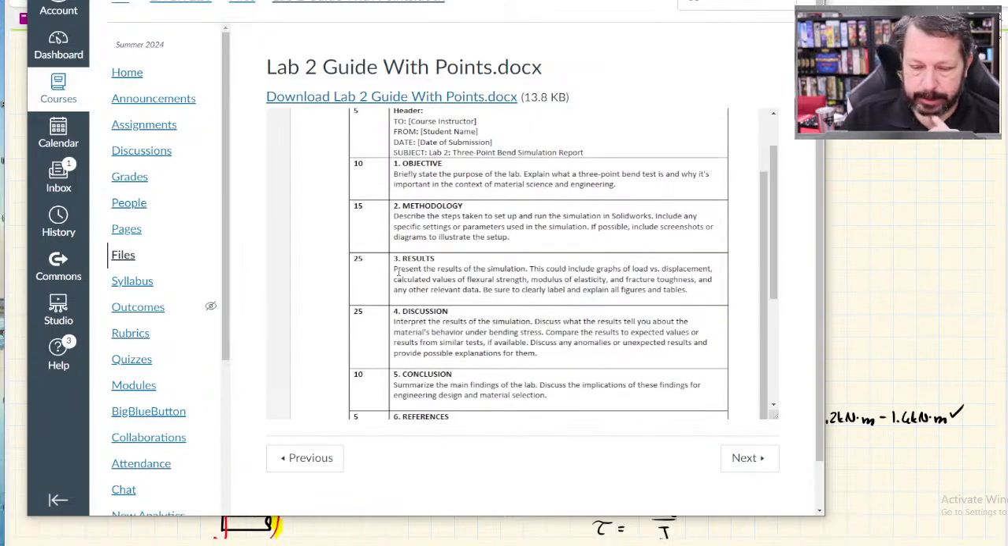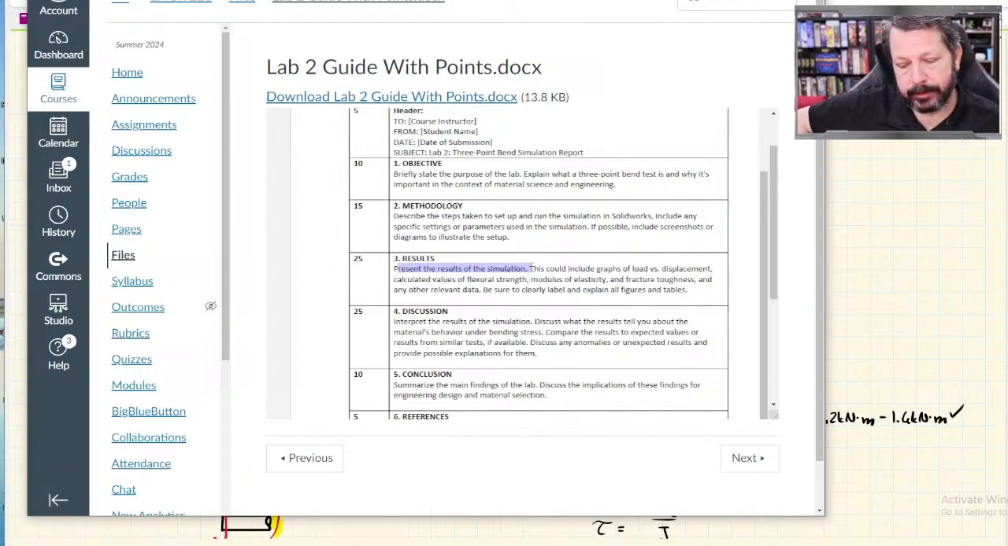The results, so this is assuming you have SolidWorks working. Now, if you're one of the people who just hasn't been able to get SolidWorks working, then you'll have to grab this from the stuff that I've done online, and you won't have access to as many results as somebody who actually can run the simulation on their computer. So your results section, assuming you can run SolidWorks, would be a graph of load versus displacement.